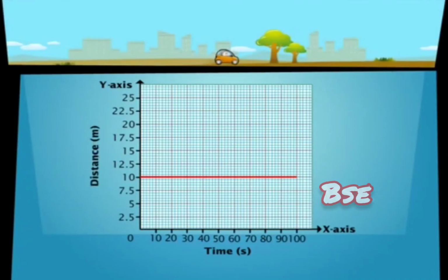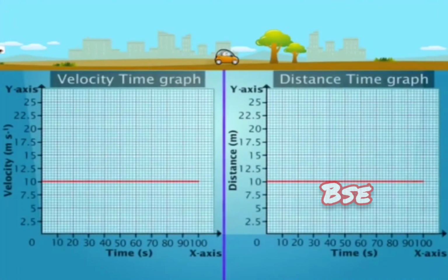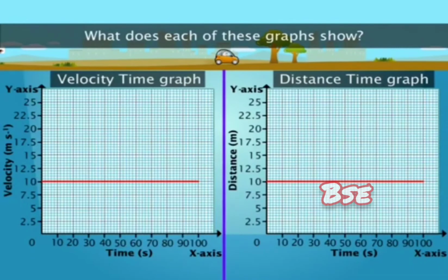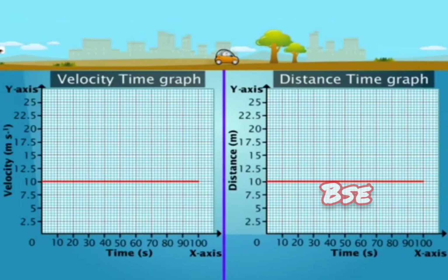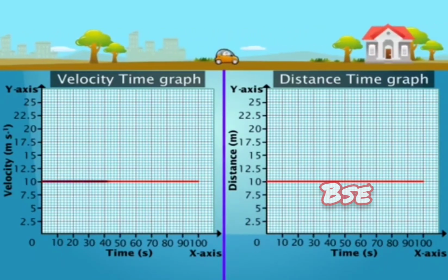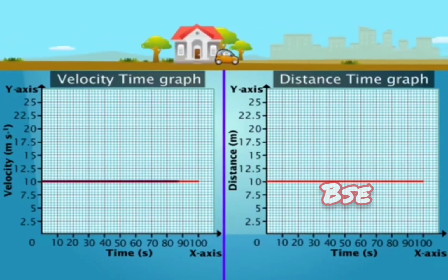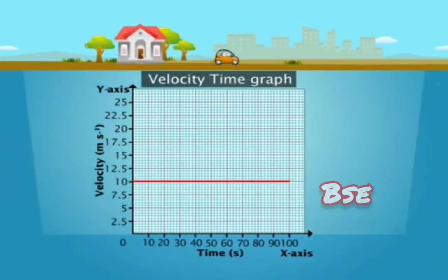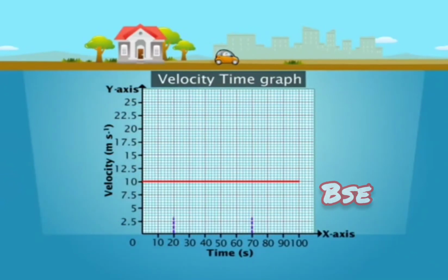Now look at this distance time graph for a given object. What does each of these graphs show? The straight line on the distance time graph depicts that the object is at rest. The distance remains unchanged over a period of time. The straight line on the velocity time graph depicts that the object is moving with a constant velocity. With the passage of time, it covers a certain distance, which can be calculated using the graph.